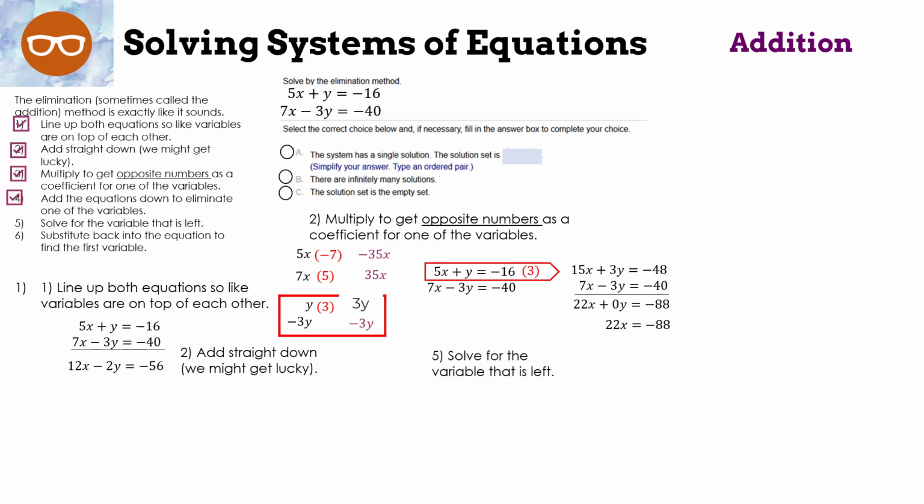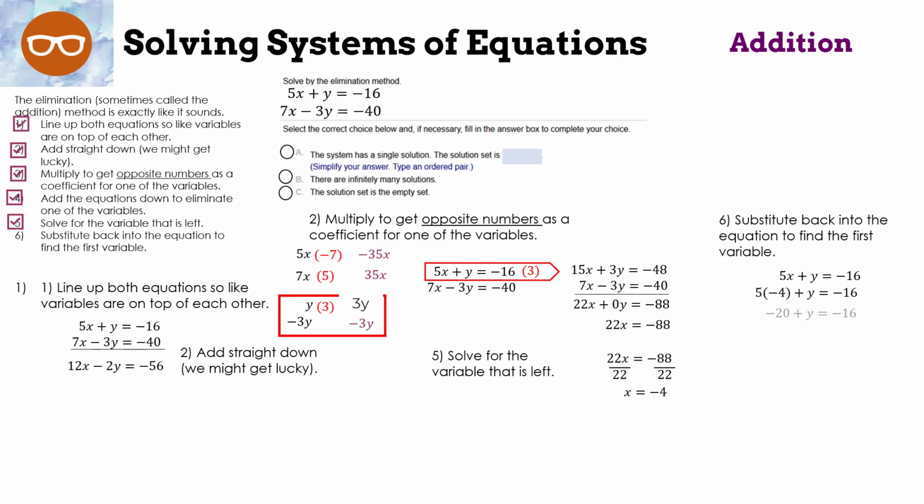Now we're just going to solve for x. Divide by 22 on both sides, so x equals negative 4. I have x equal to a number, so now I know my answer is A, but we have to find y. We're going to back substitute. Doesn't matter which equation we use. I decided to use the first one. You could use the second one. I'm going to put negative 4 in for x. That gives us negative 20 plus y equals negative 16. Add 20 to both sides. That gives us y equals 4. That means our answer is A. There's a single solution, and that single solution is negative 4, 4.